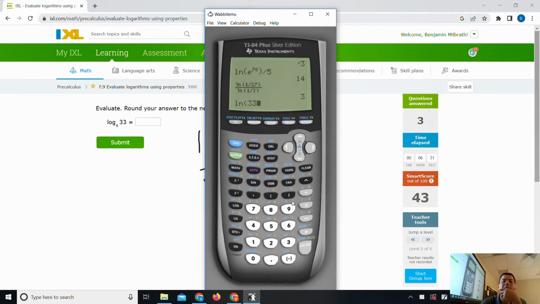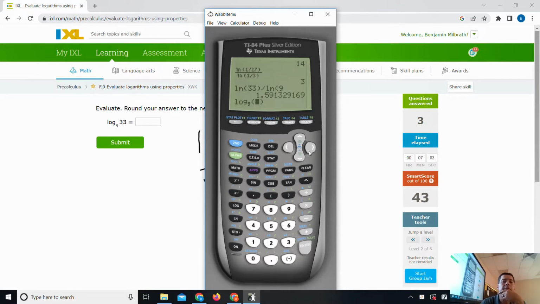Natural log of 33 divided by natural log of 9. It looks like this. If you're using an older 82 or 83 to do this, you're not going to see it. But if you have an 84 Silver Edition or higher, maybe you've got a nice color edition, you'll have this option. You can go to Math, I think it's on the main screen there, log base. Math, log base. And you can literally type in things the way they're written.